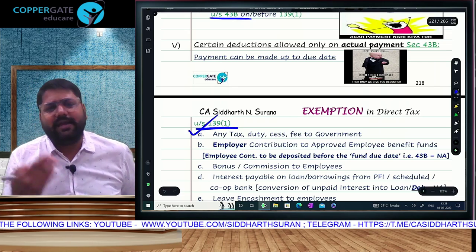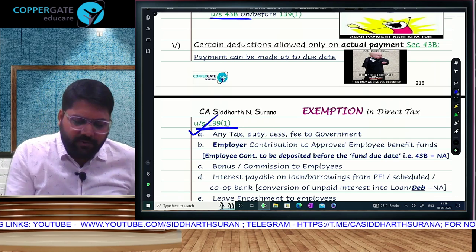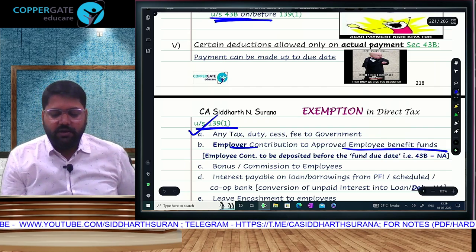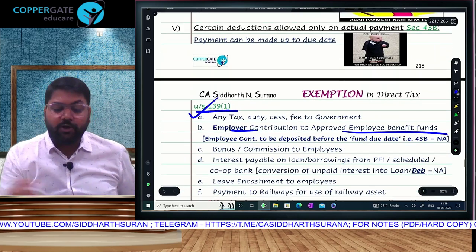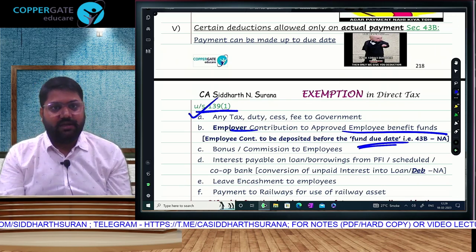Any indirect taxes, direct taxes are anyways disallowed. Indirect taxes will be allowed only on payment basis. Employer contribution to approved employee benefit funds, ye approval of funds only on payment basis. But employee contribution has to be deposited before the fund due date. Employer contribution ke liye 139(1) hai.